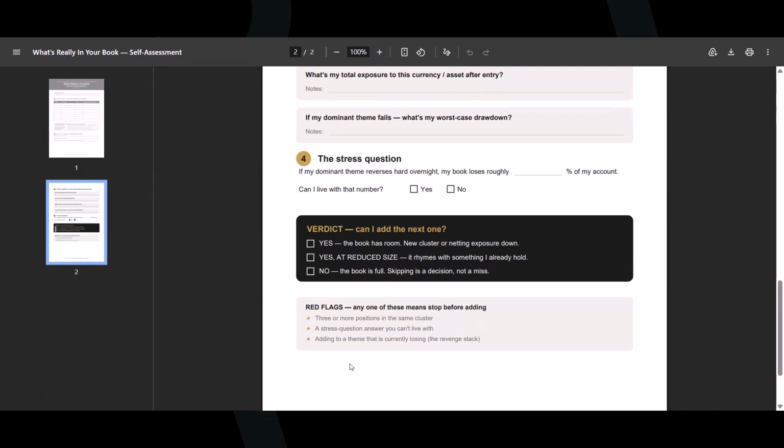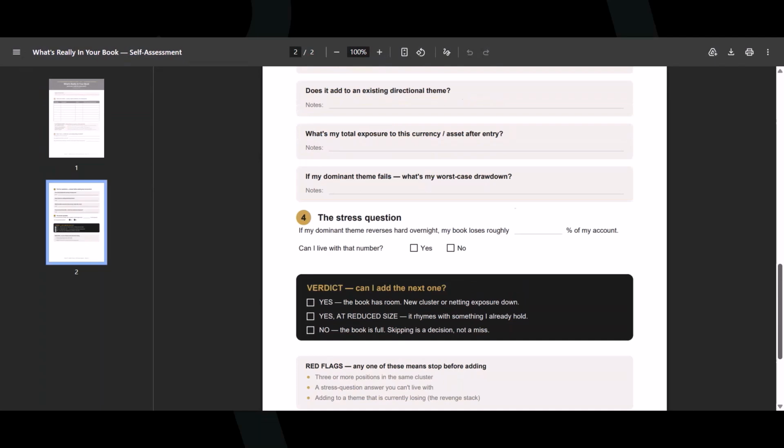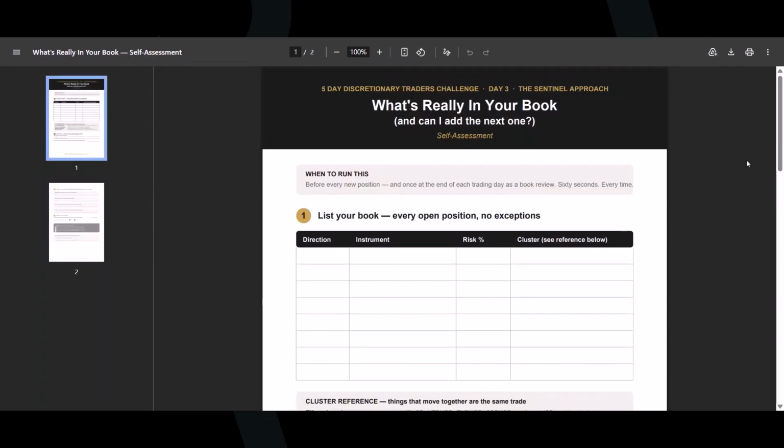So just be aware, I've put some red flags in there: 3 or more positions in the same cluster, a stress question you can't live with if it's a no, and obviously adding to a theme that's currently losing is possibly not the good way to go either. So hopefully those will help a bit along with what we've covered today.